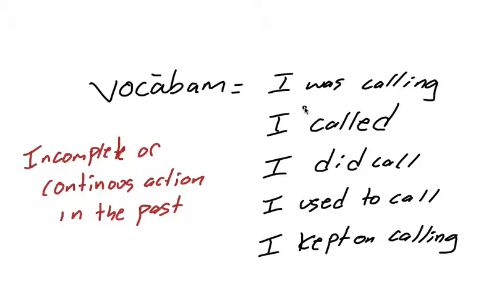Okay, but usually when we translate imperfect tense verbs, we're going to stick to the first 2. We're going to say "I was calling" or "I called." Sometimes we'll say "I did call." These 2 we will rarely translate the imperfect in this way. We'll rarely say "used to" or "kept on," but you should be aware that that's a possibility.